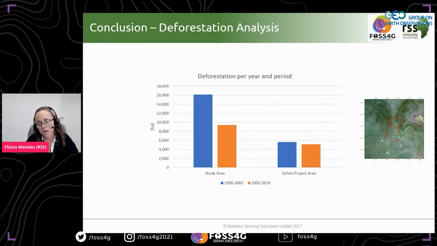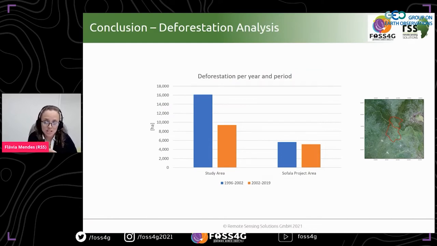As I said, we were not only looking at the Sofala project area, which you can see in the image on the right side as the red shapefile, but also the study area around it. We could see that in both cases we have a decrease in deforestation. 63% of the total deforestation happened between 1996 and 2002, and 37% between 2002 and 2018 in the study area, so in the biggest area.